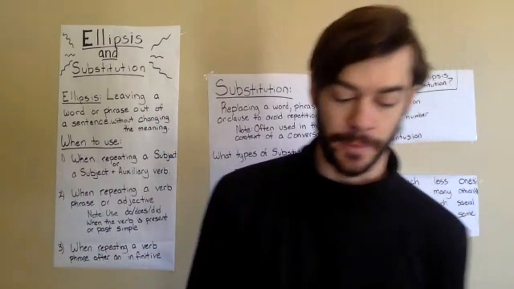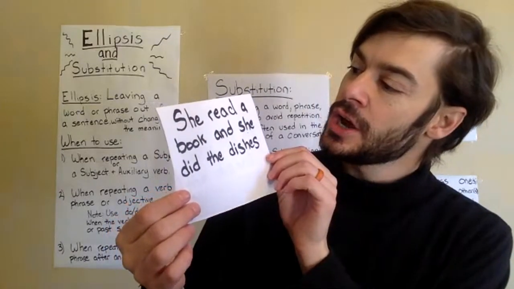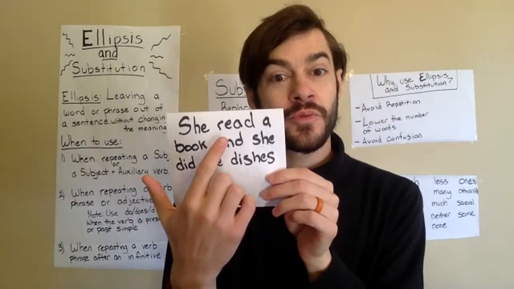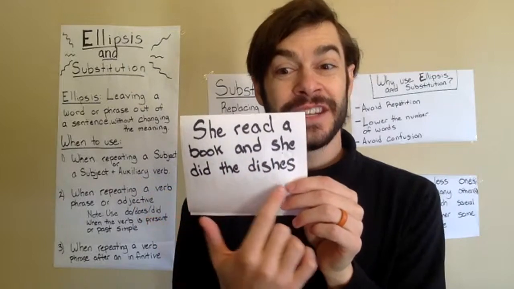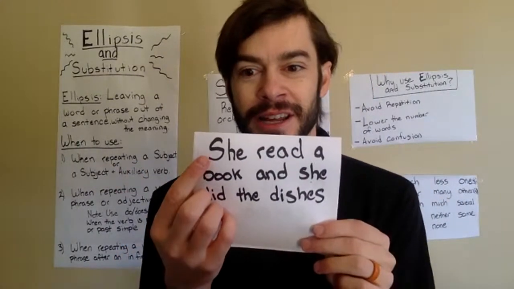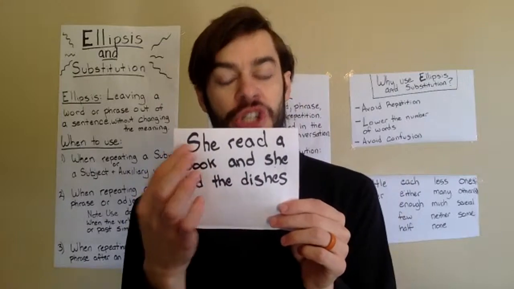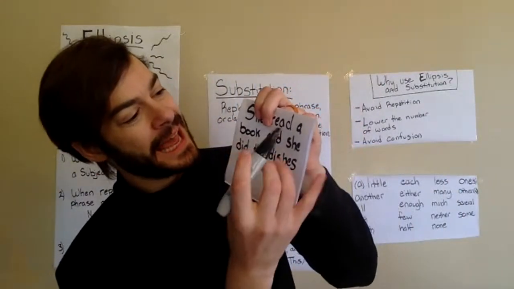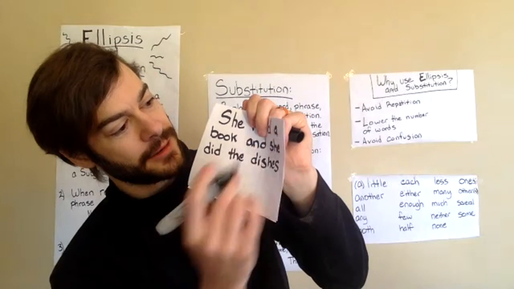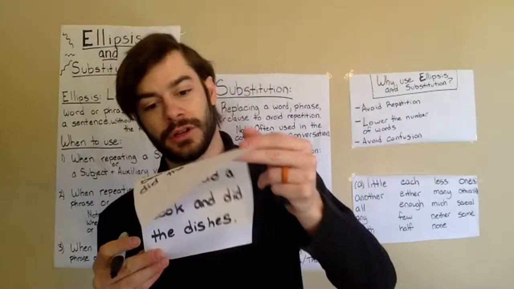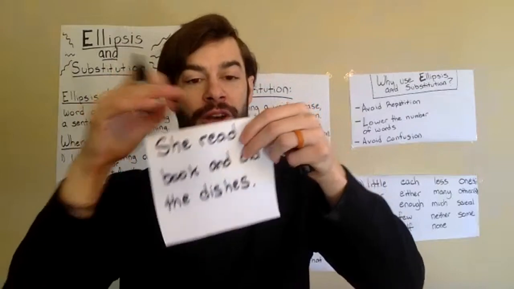So let's take a look at an example. If I have a sentence, "She read a book and she did the dishes." So we can see a repeating subject. Our subject here is "she." In an ellipsis, we can leave off the word. We can take out our second "she" and remove it. So our sentence becomes, "She read a book and did the dishes."